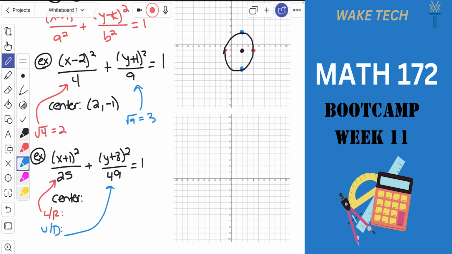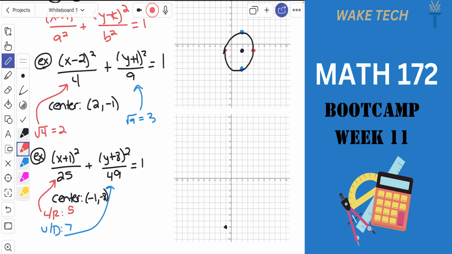So the center, it's at the opposite of 1 and the opposite of 8. -1, -8. The square root of the number below the x tells us how far left and right we should go. The square root of 25 is 5. The square root of the number below the y tells us how far up and down we should go, both of those with respect to the center.